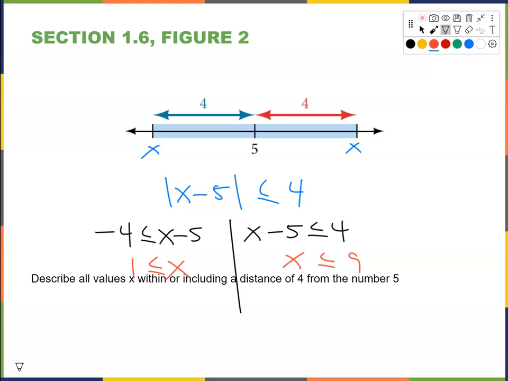So the absolute value of x minus 5 less than or equal to 4 is equivalent to 1 less than or equal to x less than or equal to 9. That's why, look at the shaded part here. From here, so this is 1 up to 9.